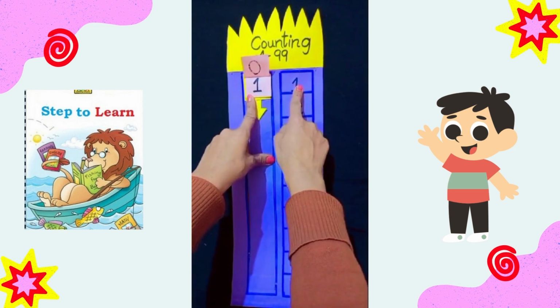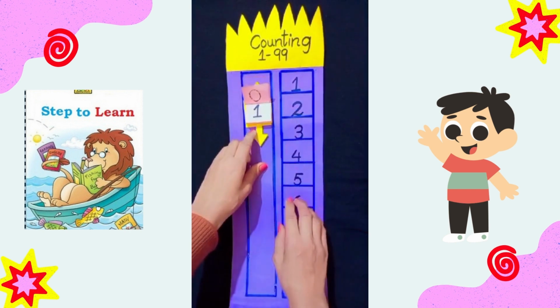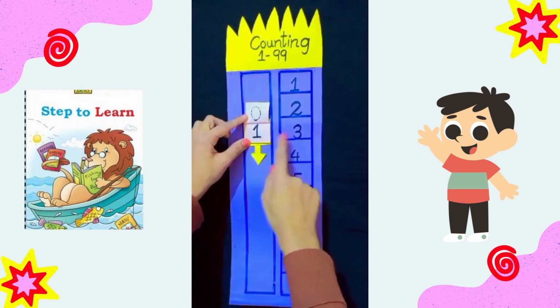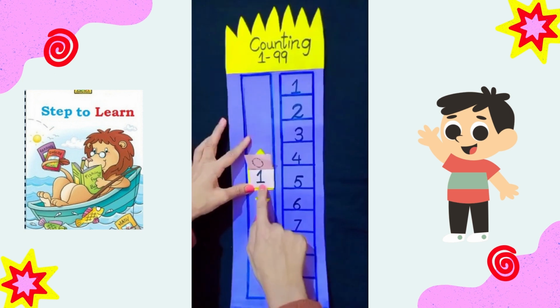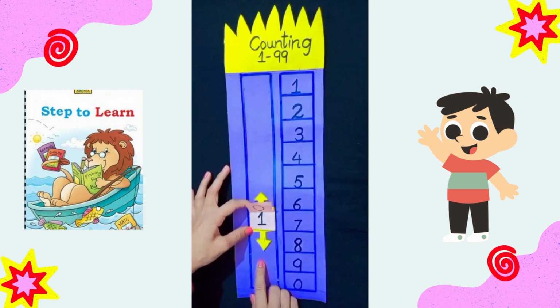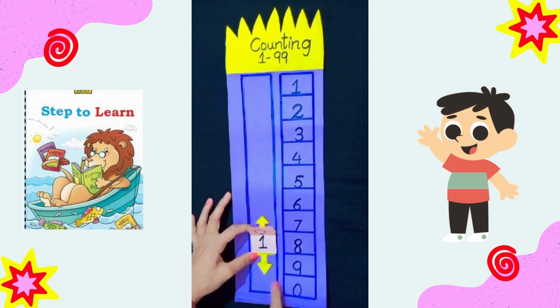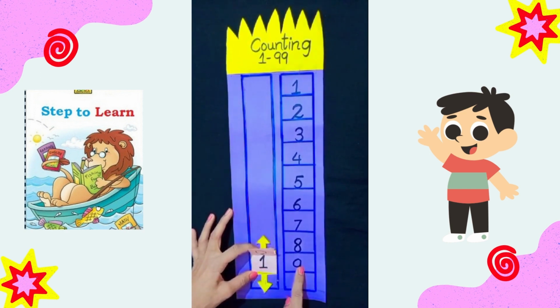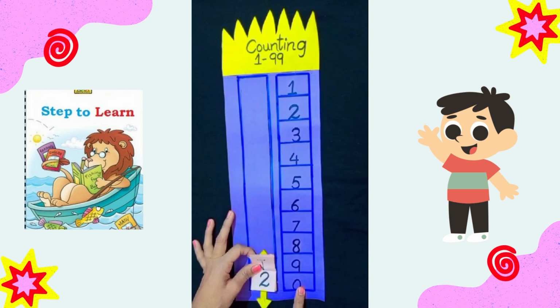11, 12, 13, 14, 15, 16, 17, 18, 19. And what comes after 19? We will turn the page and 20, 20.